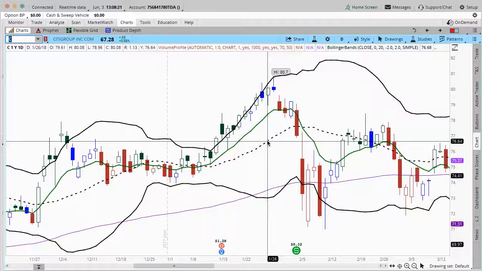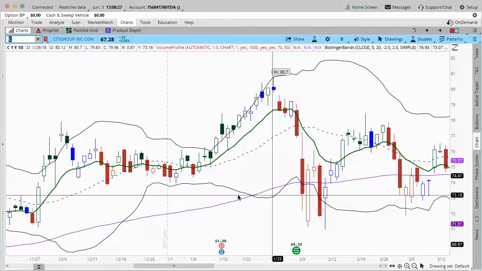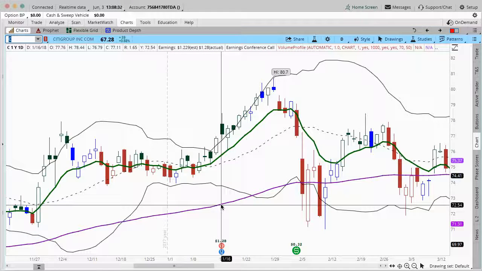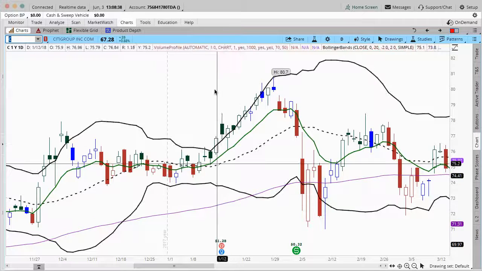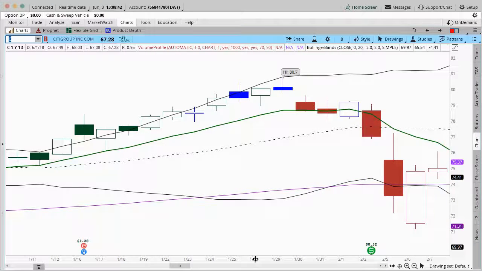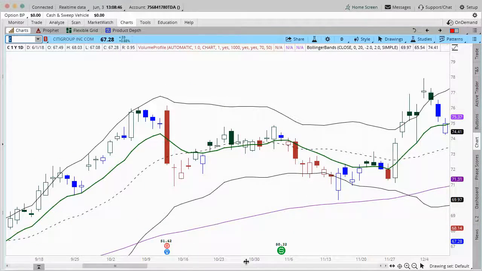We're also going to use the 10-period, the 10-day exponential moving average. It's the green line, and then the 100-day exponential moving average, which is the purple line. Also, we have our price bars colored a certain way, and I'll go into that.